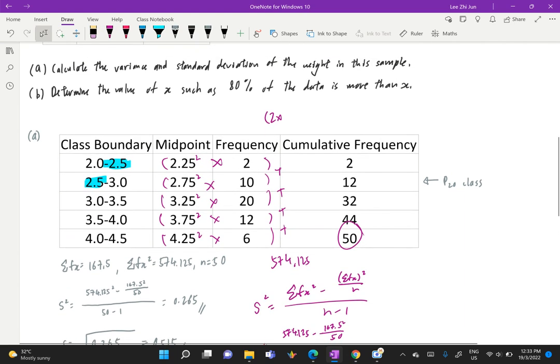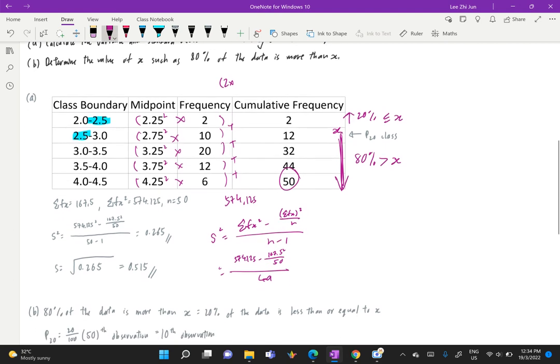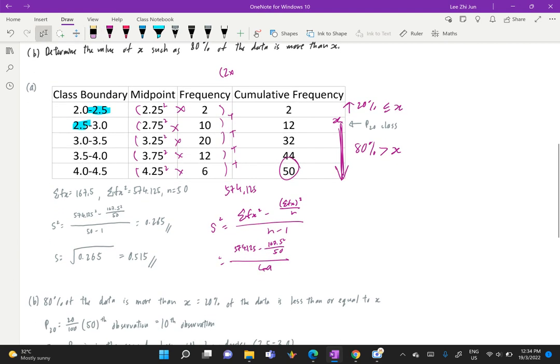Part B. Determine a value of x such that 80% of the data is more than x. So x may be here and 80% is more than x. So it means that the 20% here is smaller or equal to x. So I need to find the 20th percentile.